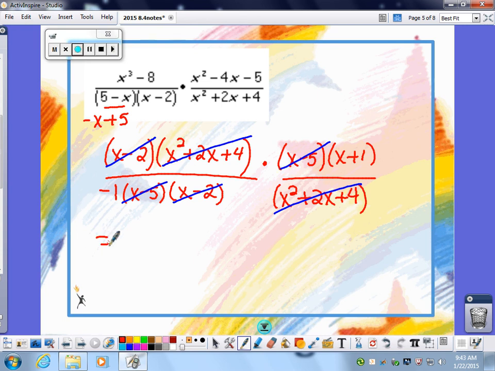So what we have left is x plus 1 over negative 1. All right, let's simplify that because we don't leave a negative in the denominator. So we're going to break it up. So my final answer is negative x minus 1.